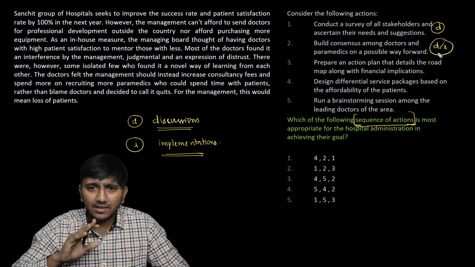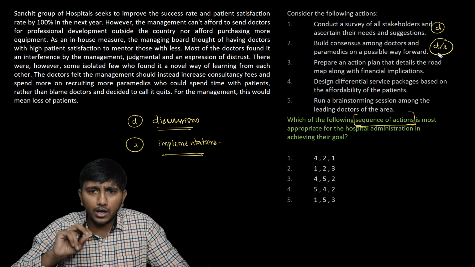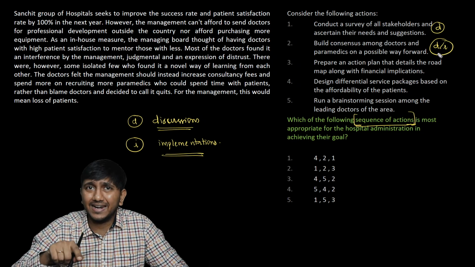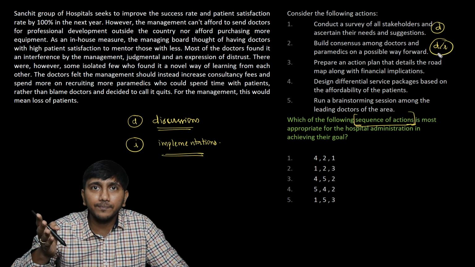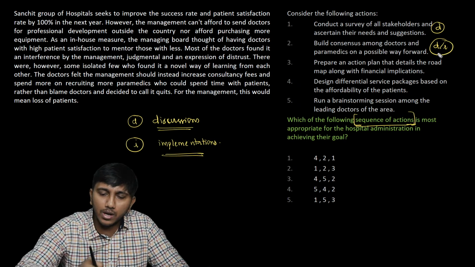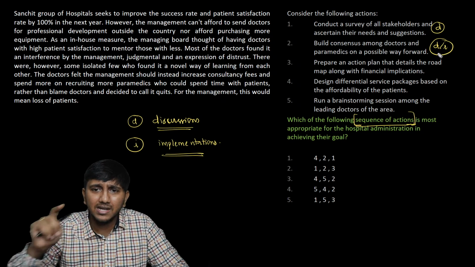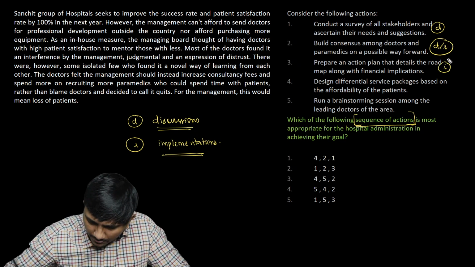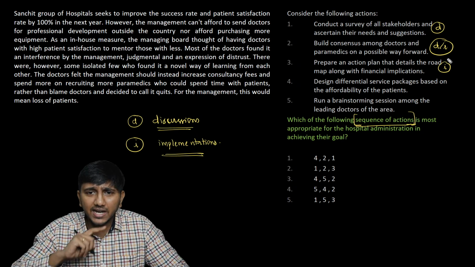Prepare an action plan that details the roadmap along with financial implications. Now, if you're preparing an action plan, means you have already decided something. That's when you're preparing an action plan as how we are going to do things and what will be the financial implication. I would say this is definitely an implementation part. Third is an I.